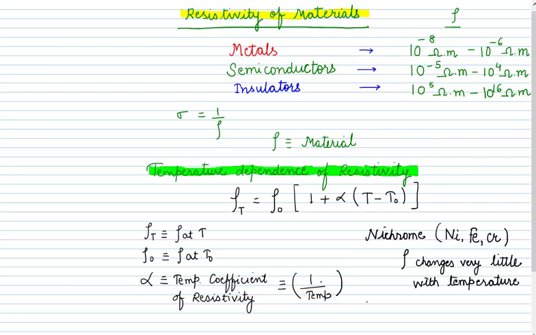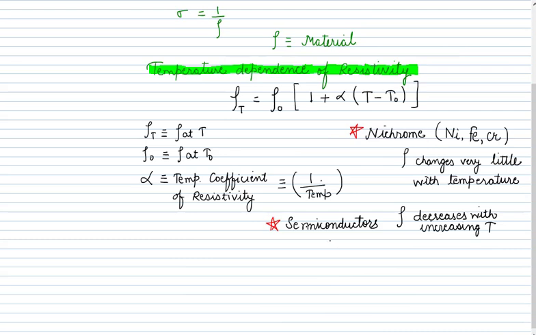Now if you come to the semiconductors, what happens for semiconductors? The resistivity of semiconductors decreases with increase in temperature. Rho decreases with increasing temperature. So for the semiconductors, if we increase the temperature, then the resistivity decreases. What is the reason behind this?